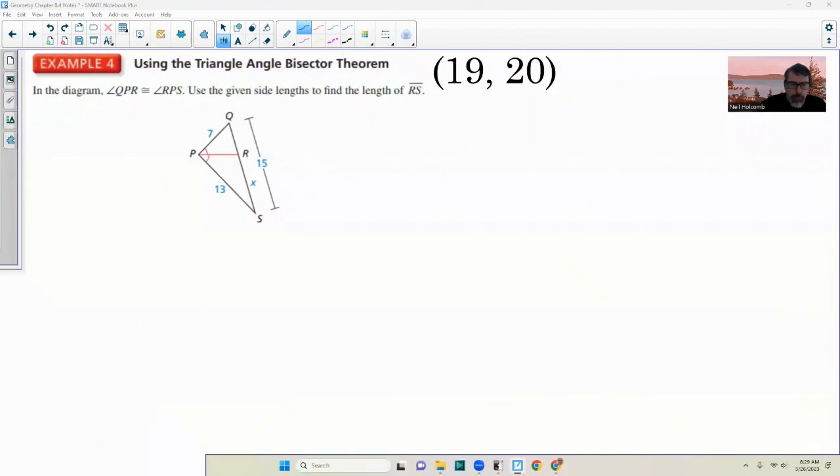So here we go. Okay, so here's example 4, taking a look at the angle bisector theorem. In the diagram, angle QPR is congruent to angle RPS. In other words, we have a ray.